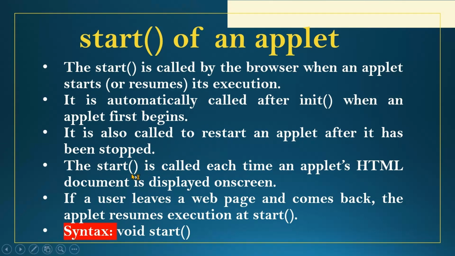Now the start method is called each time an applet's HTML document is displayed on screen. So whenever you activate the particular browser, the start method is called. Whenever you minimize or close the window, or you shift your cursor from one browser window to another browser window, then it gets stopped. If the user leaves a web page and comes back, the applet resumes execution at the start method. So start and stop are only temporary methods.